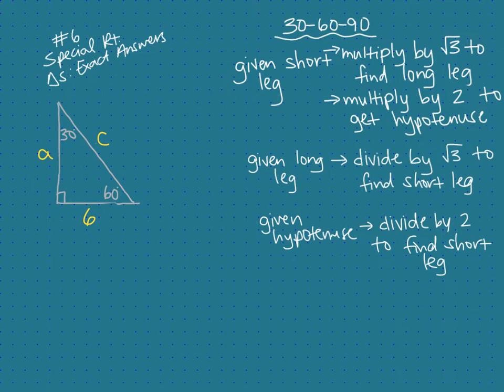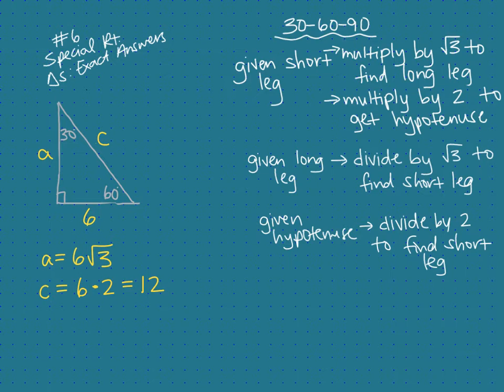Let's say we want to find both A and C in this case. Now we're given the short leg. In order to find the long leg, we need to multiply by root 3. So A equals 6 times root 3. Done. When we're given the short leg again, 6, we multiply by 2, or double it, to get the hypotenuse. So C is 12. No simplification necessary because we didn't have to divide by any roots.